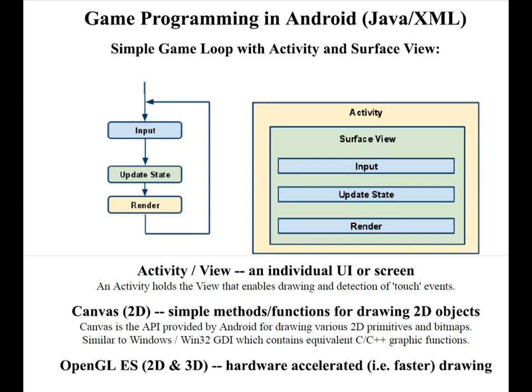and then to draw in Android, you're using something called Canvas, which is the 2D API, application programmer interface, provided by Android for drawing various 2D primitives and bitmaps. It's similar to Windows GDI, where you have things such as ellipse. You draw an ellipse. That's how I draw the UFO. The UFO is basically two circles, a bigger circle and a smaller circle and a bigger circle. And to draw the ship, it's 4 lines, like the old Star Trek symbol.